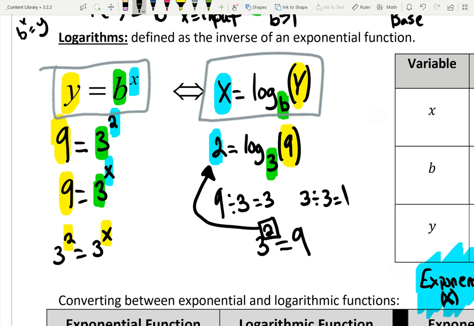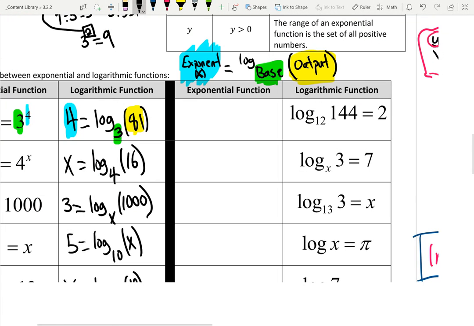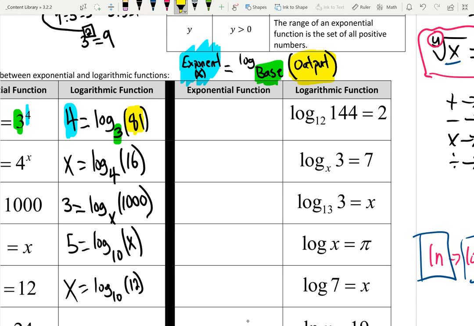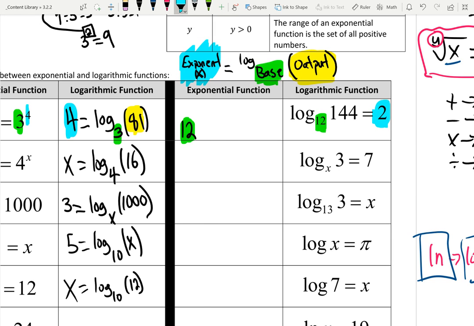So I'm going to go ahead and look at this logarithmic form. And I'm going to go ahead and write my base. What is my base? Well, the base of this lovely logarithm is 12. So I'm going to write 12. Now I know that my output is my exponent. So here, my answer is 2. And I know that this is going to be equal to the output, which is 144.